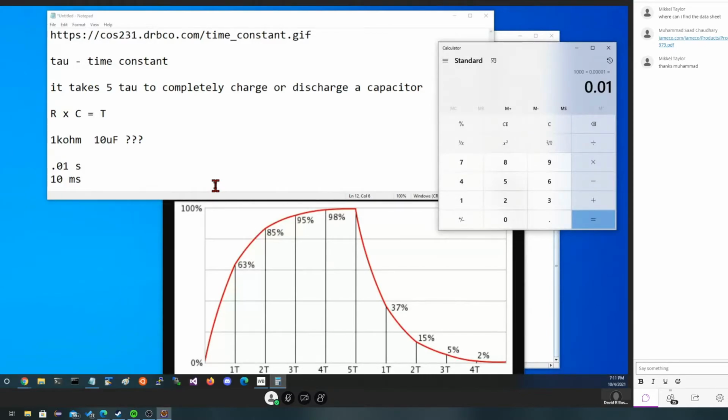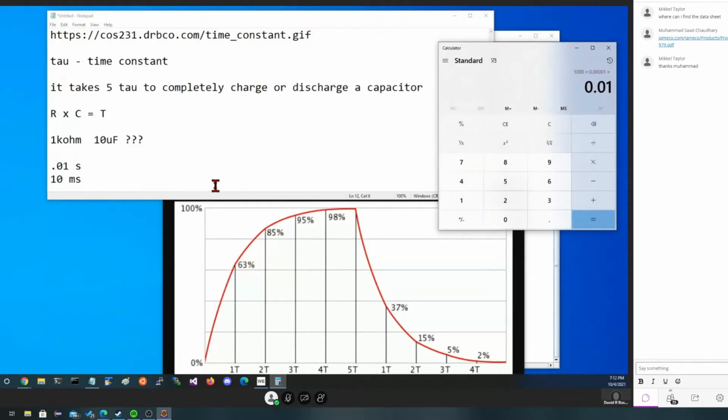So how long does it take to charge to 100%? Raise your hand if you know. Samir? Is it 50 milliseconds? Yeah, 50 milliseconds. Now, how long would it take to discharge completely if it started out at 100%? Robert? Also 50 milliseconds? Yeah, absolutely. It takes 5 time constants, or 5 tau.